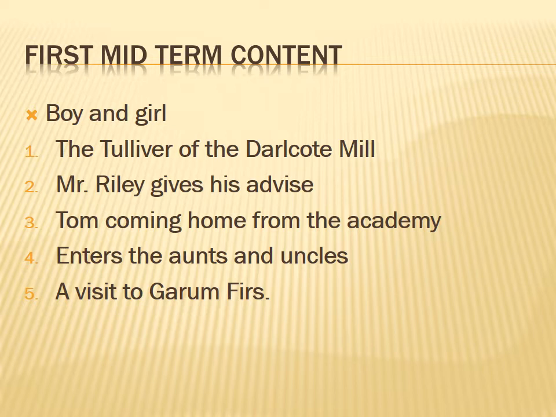Now I am going to introduce you to the first midterm content. For the first midterm you have to study Book 1, that means Boy and Girl. Book 1 consists of 5 chapters. They are as follows. The Tullivers of Dorlcote Mill. The second chapter is Mr. Riley Gives His Advice. Next one, Tom Comes Home from the Academy. The fourth chapter is Enter the Aunts and Uncles. The last one is A Visit to Garum Firs.